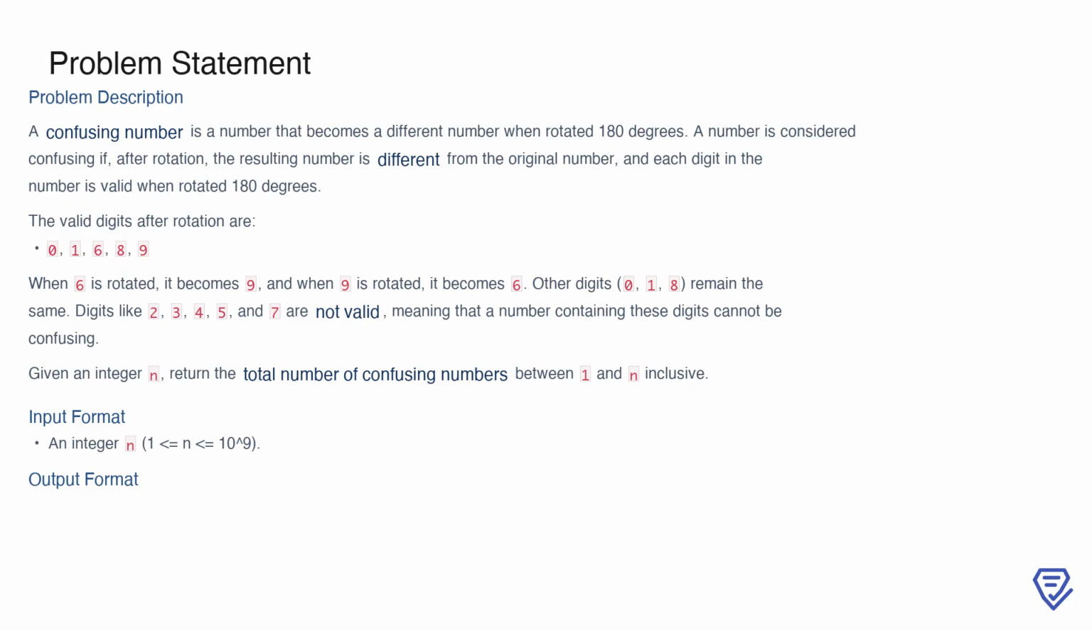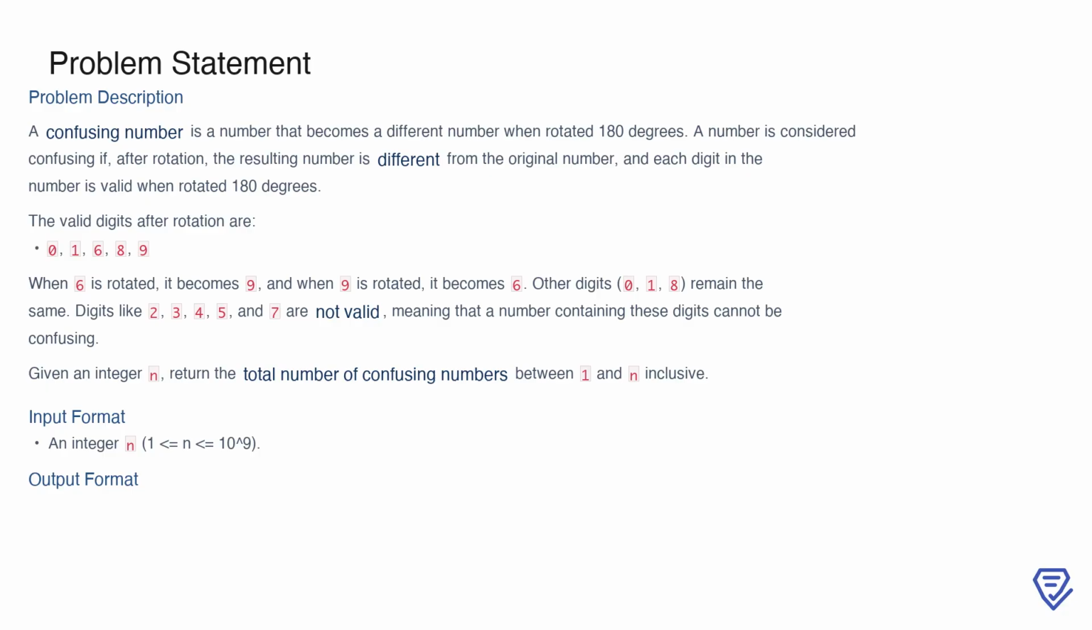A number is considered confusing if, after being rotated 180 degrees, it transforms into a different number, and all of its digits remain valid under this rotation. Now, what are these valid digits? They include 0, 1, 6, 8, and 9. When rotated, 6 transforms into 9 and vice versa, while 0, 1, and 8 remain unchanged. On the other hand, digits like 2, 3, 4, 5, and 7 are not valid, meaning that any number containing these digits cannot be a confusing number.